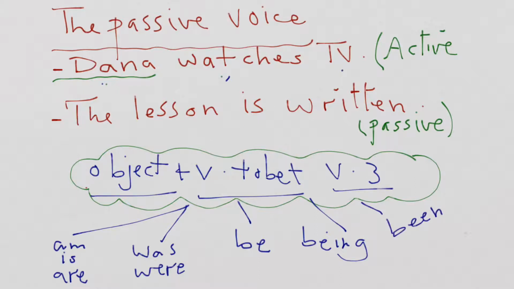So to change again into passive, you have to follow this rule. You have to begin with the object, verb to be, and then verb 3. As we said before, verb to be should be used according to the tense of the main sentence. Present is am, is, are, past was, were, be, being, been, according to the tense of the sentence.